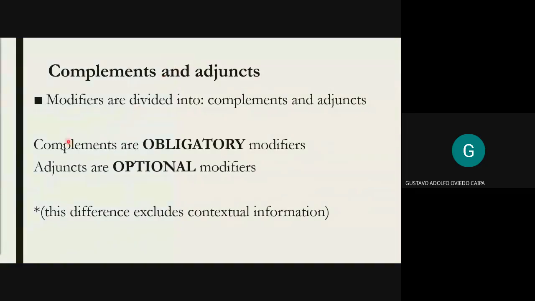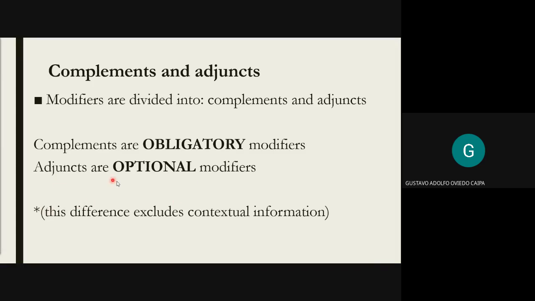So we say that complements are modifiers that are obligatory in the sentence. When you analyze a sentence, there are some elements that you cannot delete, that you cannot erase from the sentence in order for the sentence to be grammatical. If you eliminate those elements, then the sentence becomes ungrammatical. Adjuncts, on the other side, are elements that are optional. They are optional modifiers. That means that you can take them away from a sentence and nothing will happen.